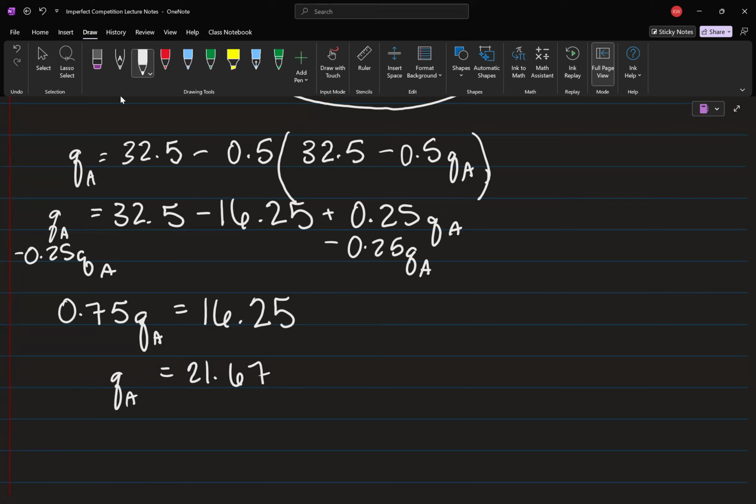If you were to have this in fractions, usually I like to work in fractions. We didn't in this case. This is going to give you a fraction of 65/3.